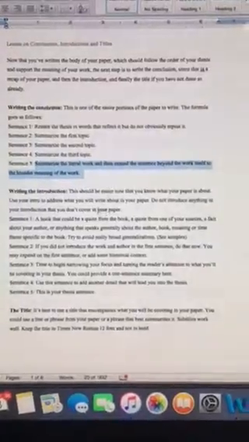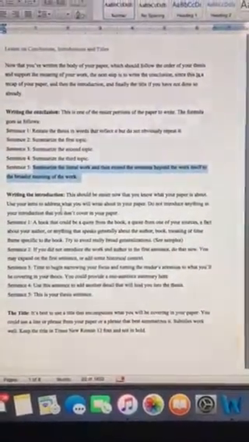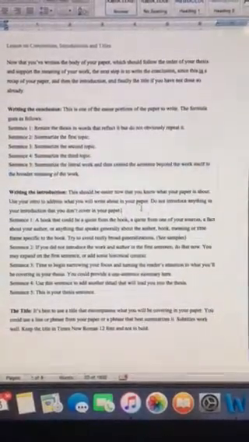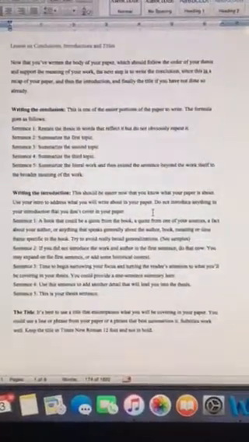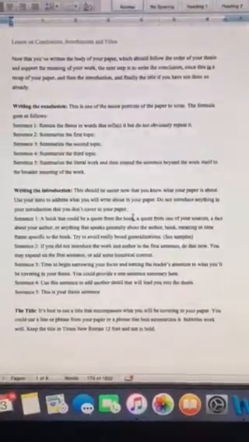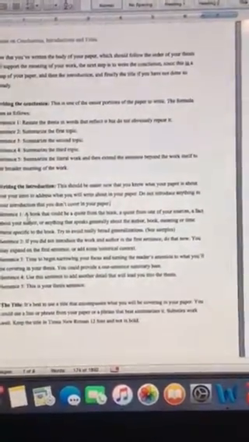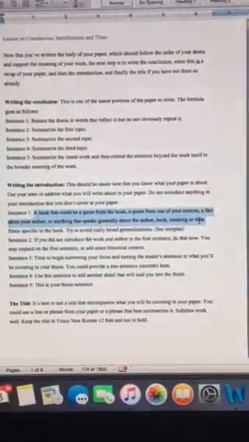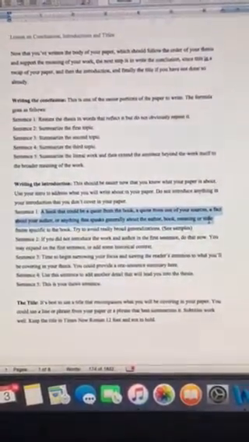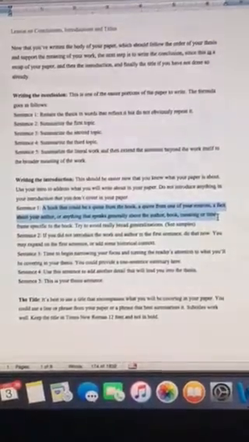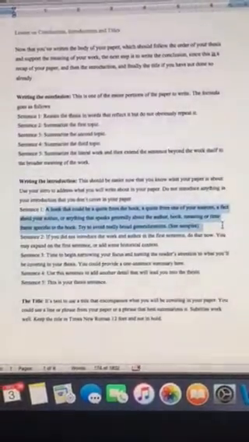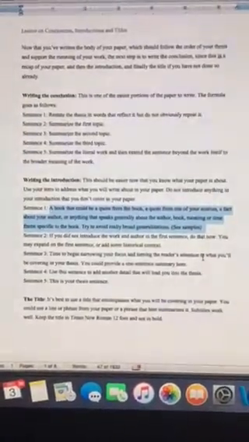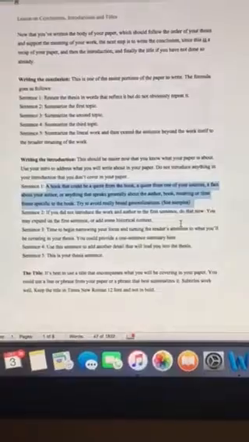meaning of the work. When you write the introduction, this should be easier now that you know what your paper's about. Use your intro to address what you will write about in your paper. Make sure not to introduce anything in your introduction that you don't cover in your paper. Sentence 1 is a hook that could be a quote from the book, a quote from one of your sources, a fact about your author, or anything that speaks generally about the author, book, meaning, or time frame specific to the book. Don't use broad generalizations about the world and humanity here. Not the best place to do it.